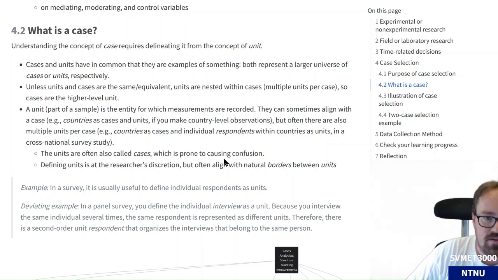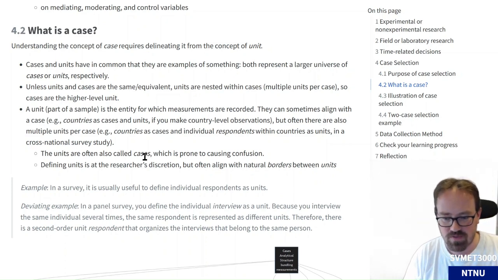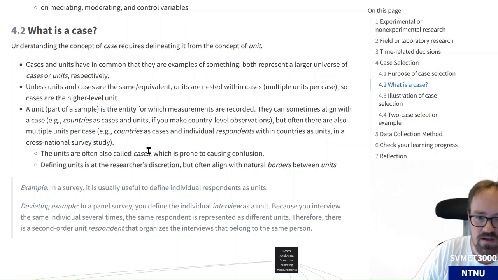What makes this distinction between cases and units sometimes a bit vague is that often researchers talk about units as cases, causing confusion, because for them their cases are units and they are the same thing, so they don't really need to make the distinction. Defining units, just as the cases, is in the end at the researcher's discretion, so they can decide what they want to view as a unit and what they want to view as two different units.